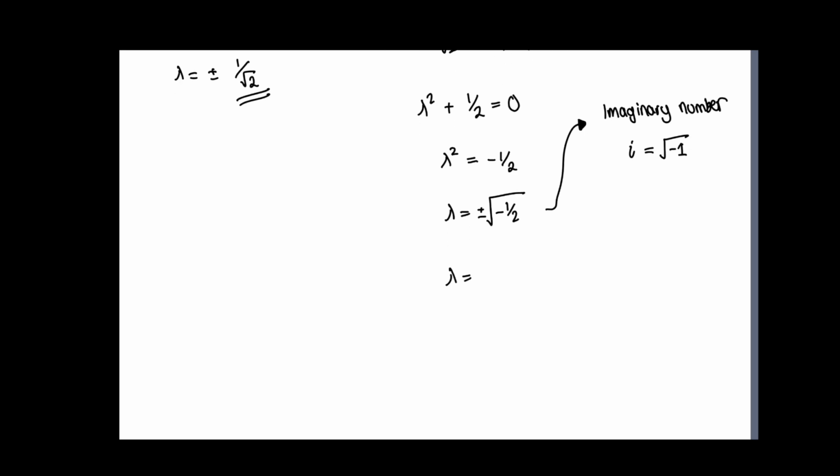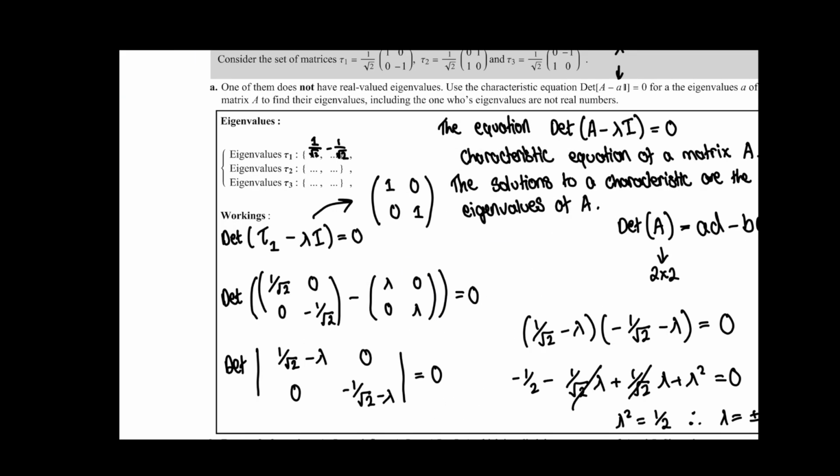So this I can rewrite as square root of minus 1 times plus or minus square root of a half. Then the square root of minus 1 is i, so we get i times 1 over root 2, plus or minus. So we get i over root 2 and minus i over root 2 as the eigenvalues for tau3. So if we write that down, these two are the same, and then here we have i over root 2 and then minus i over root 2.